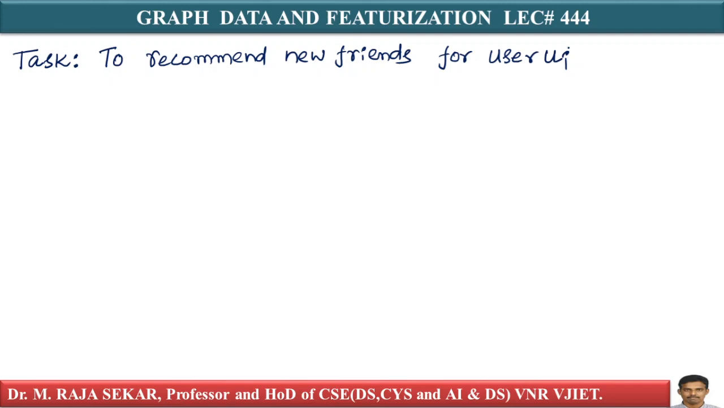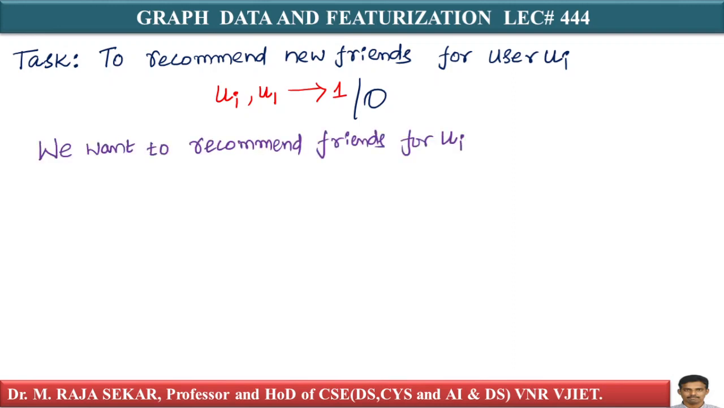So, this is the data we are given. One way to pose this problem, not the best way certainly, is: given UI and U1, if they are already friends, put a value 1. If they are not friends, put a value of 0. So you will do this for all the users. Now you want to recommend friends for UI, isn't it?